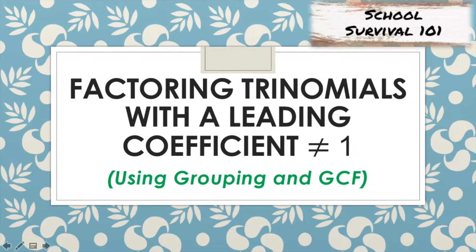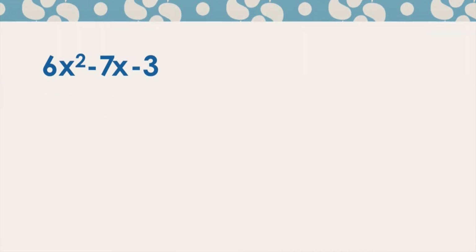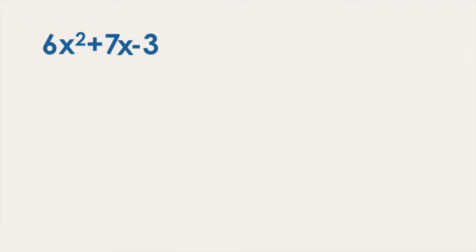In this video, I'm going to be showing you how to factor trinomials with a leading coefficient larger than 1 using grouping and greatest common factor. Starting with the example of 6x squared plus 7x minus 3, the first thing you want to do is check for any greatest common factors among all three terms.